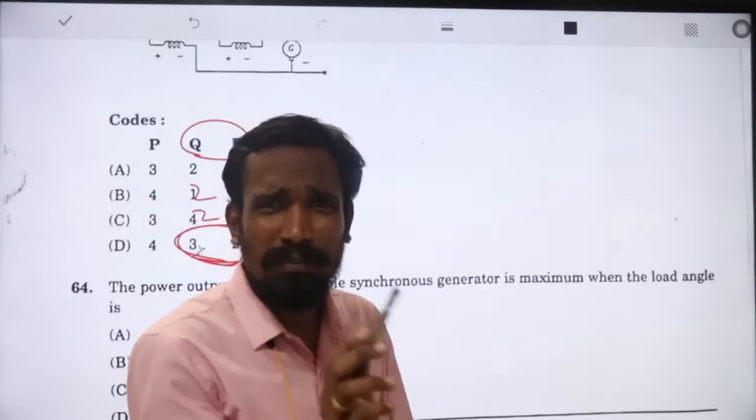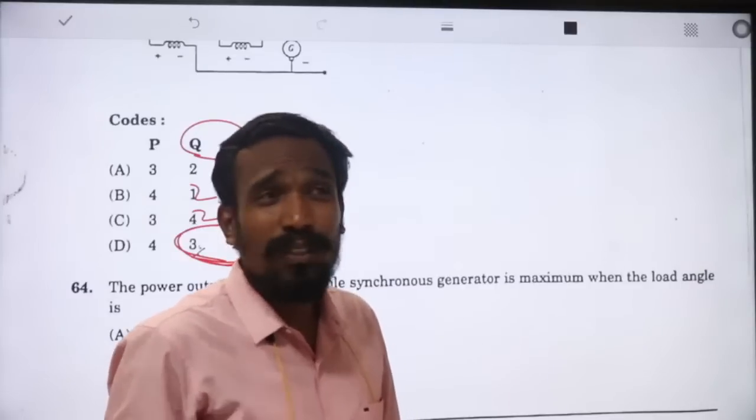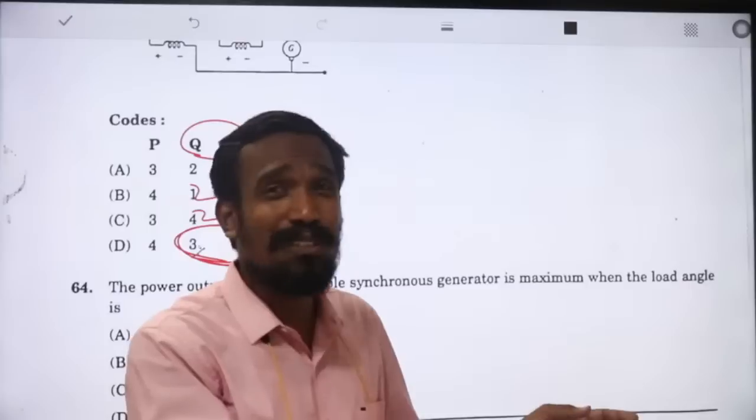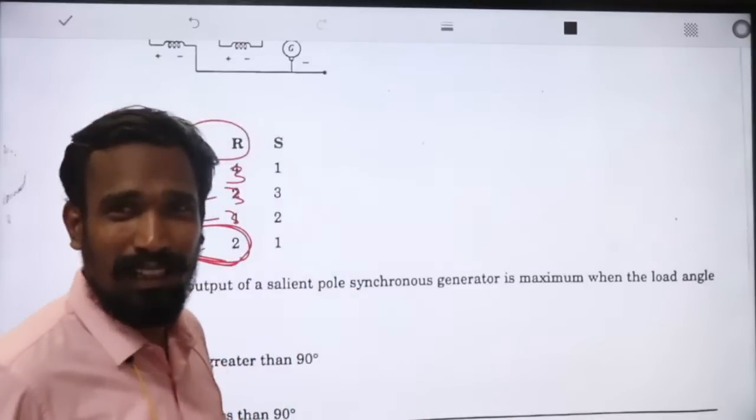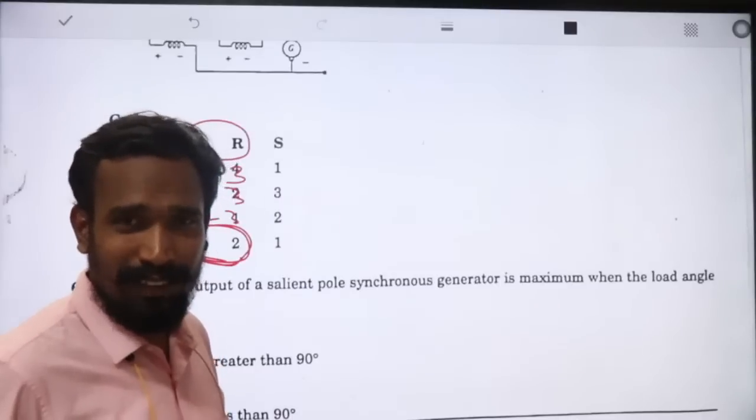Here we want 1 mark. Don't try to get the knowledge from the question paper, guys. Don't waste your time. The time is very valuable.